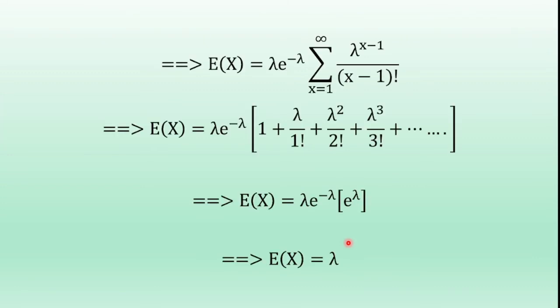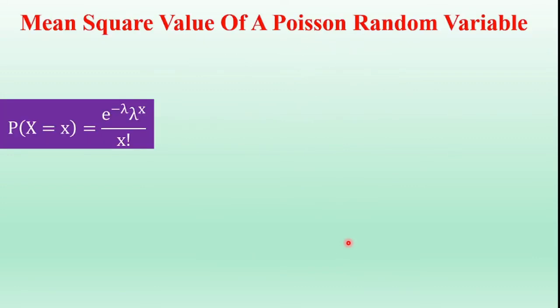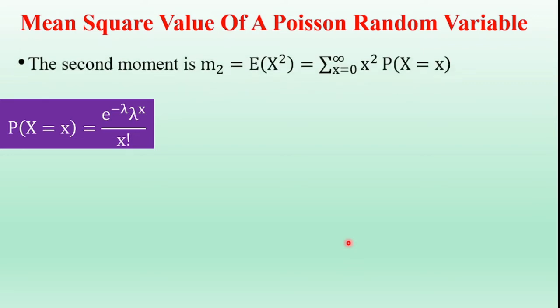The next one is the mean square value of a Poisson random variable. We know that the second moment of a random variable is the expectation of x square, equal to sigma x equal to 0 to infinity x square into p of x.